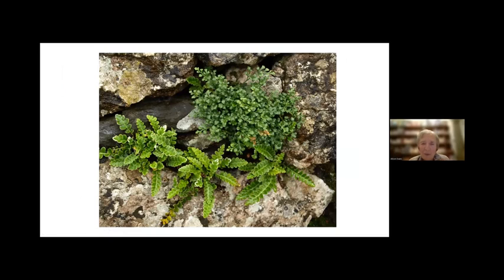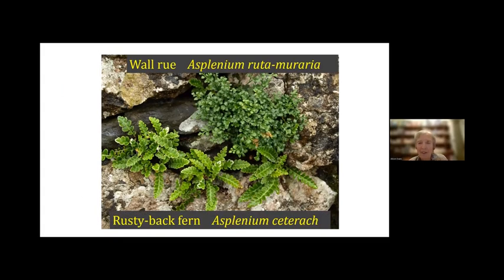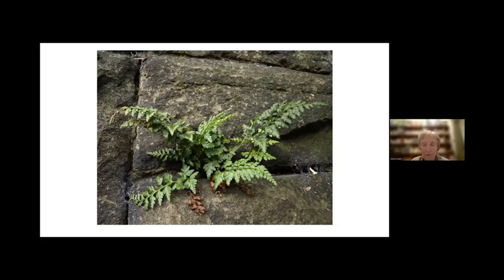And I think you probably recognize these as well. So this one's the wall rue. It's interesting. It's so difficult to cultivate. If it likes you, it'll come, and that's it. People have tried firing spores into walls and all sorts of things to get it to grow. Really difficult. And then this, of course, is the rusty back fern that has that lovely rusty colour on the back. Right, so another wall fern.